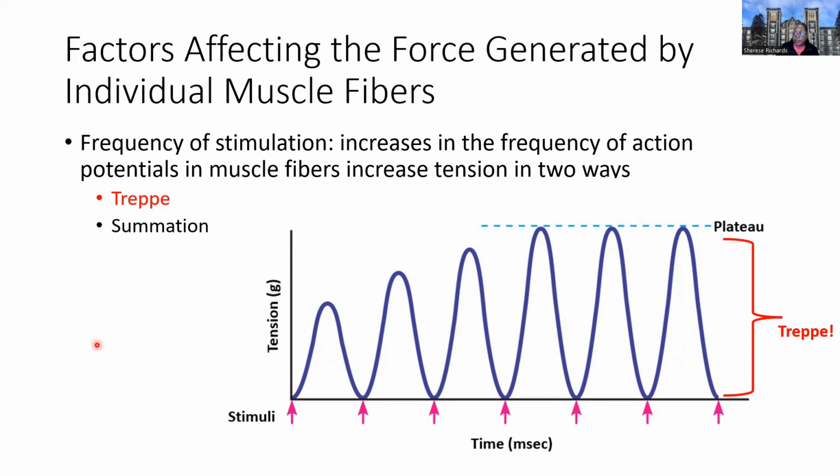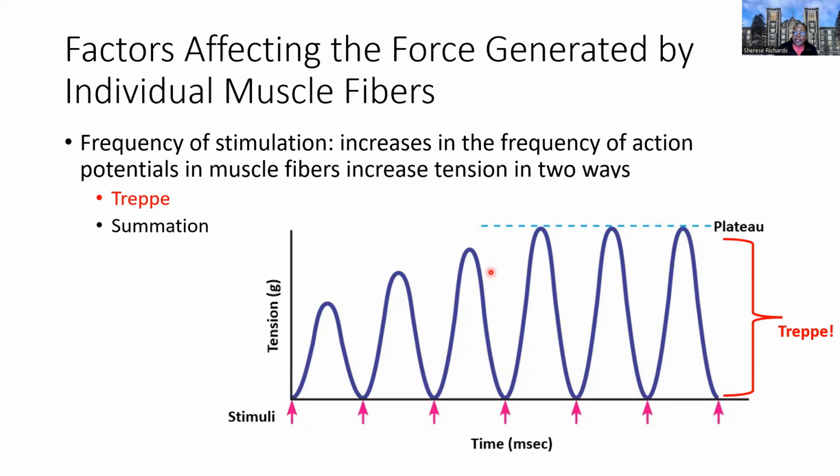One is called treppe. And treppe is this idea that when we stimulate a muscle once, so these pink arrows represent a single action potential, right? So one action potential arriving on the muscle, we generate X amount of force. Now the muscle relaxes in between. Another action potential arrives, we generate more force, okay? The muscle relaxes. Another action potential, we generate slightly more force. So each time an action potential arrives, because it's in close succession, we slightly generate more force the next time around. This is called treppe.